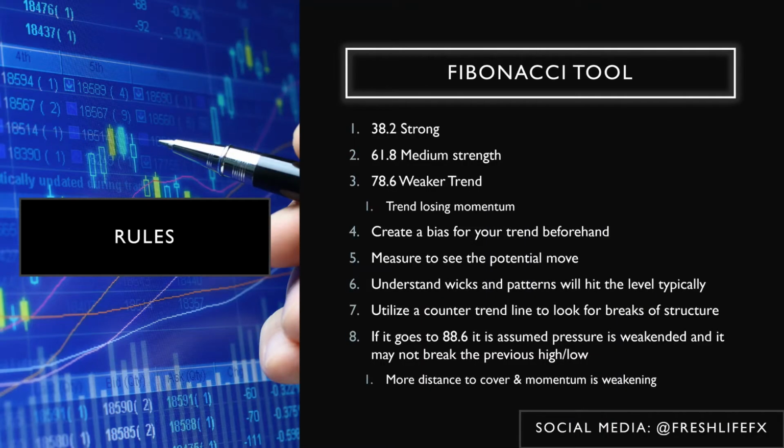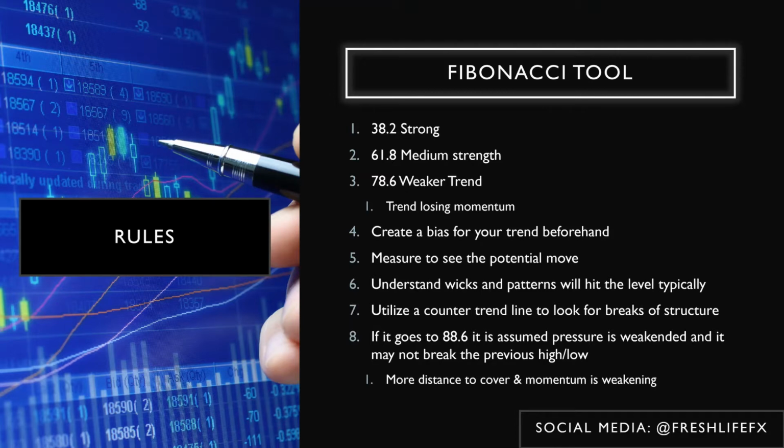So your Fibonacci tool, typically the 382 is going to be the strongest point. 618 is going to be about medium. 786 is the weaker trend. So once you start getting lower, to like 886, you can assume that the pressure is getting weaker and weaker. So you can also assume that if it does retest off of that, it may not actually break the previous high or low.